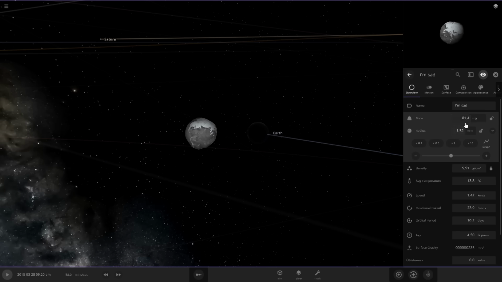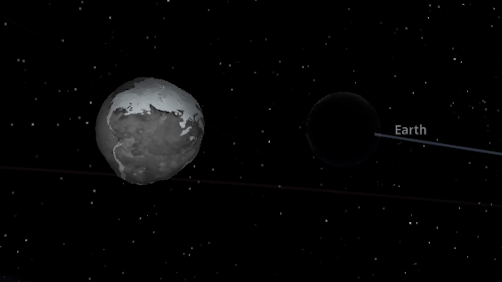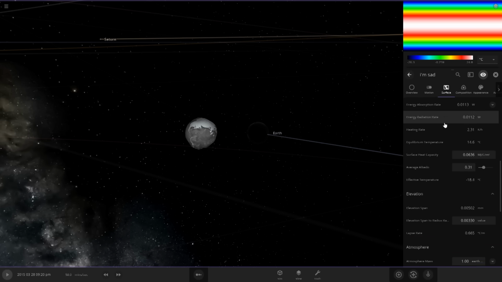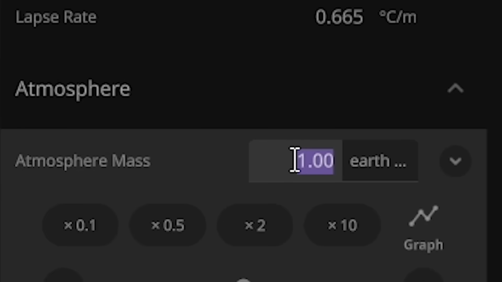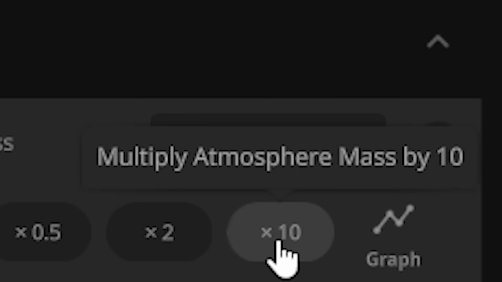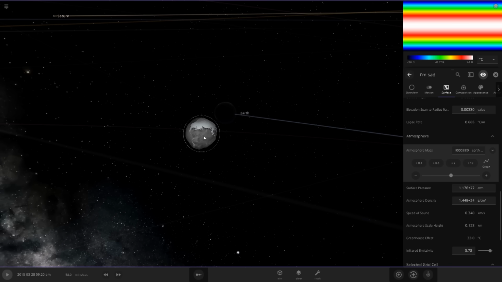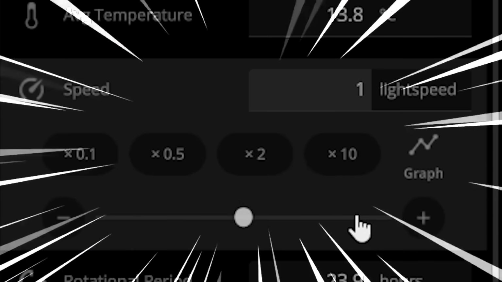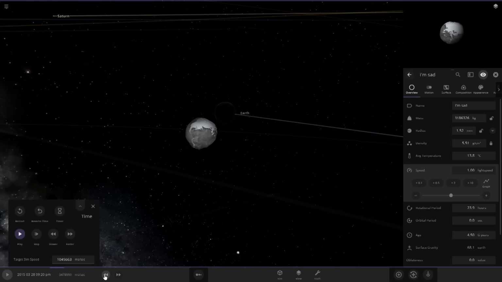Now, normally, if we increase the mass too high, it would turn this into a black hole, and that would make things boring. But if we go over here to atmospheric mass, turn off auto, and yeah, I don't know, let's make it 1 million times the Earth's atmospheric mass. Now we just have to speed this up. I don't want to go too crazy here, so we're gonna start off slow. We're gonna start off at one single light speed. This will give us, as I like to say, a baseline.